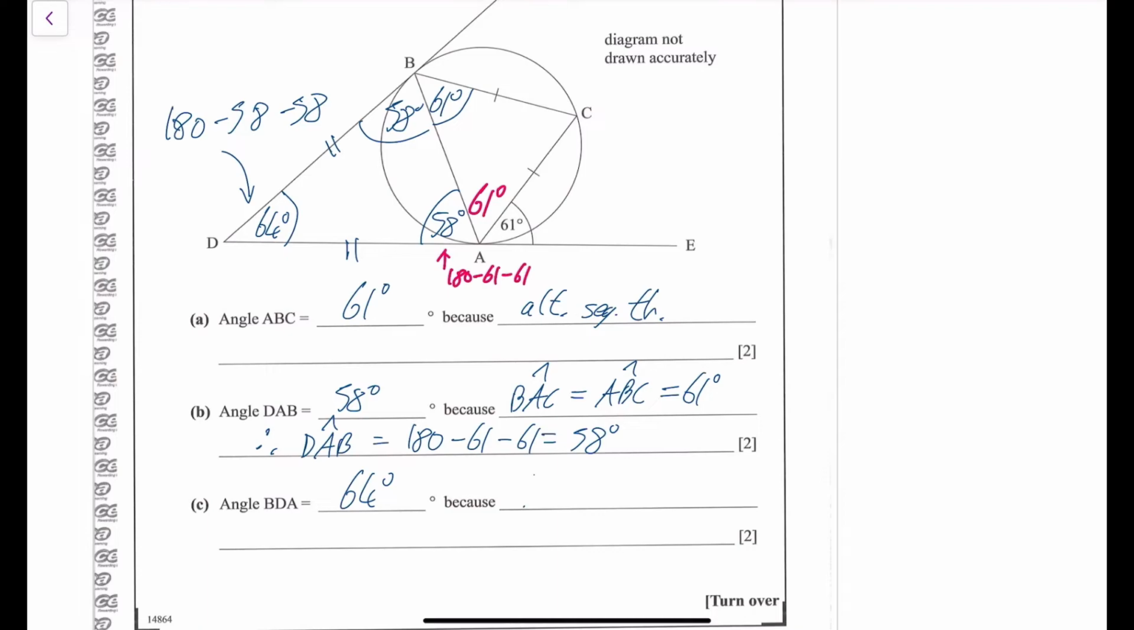So that DBA is equal to 58 degrees. Therefore, BDA is equal to 180 minus 58, which is 64 degrees, and that is it.